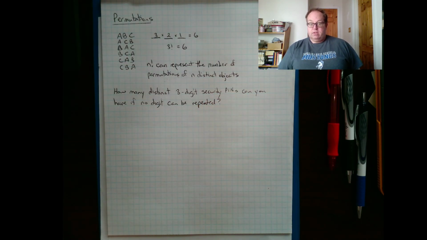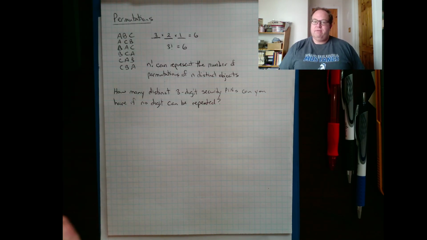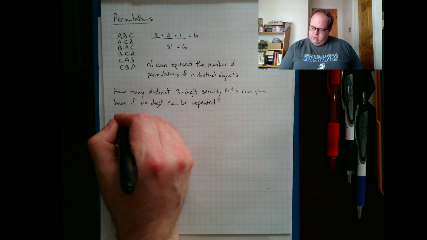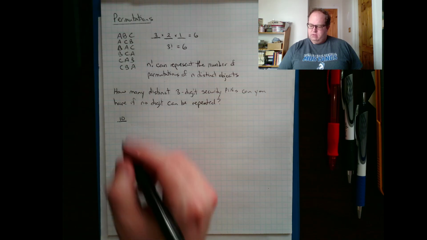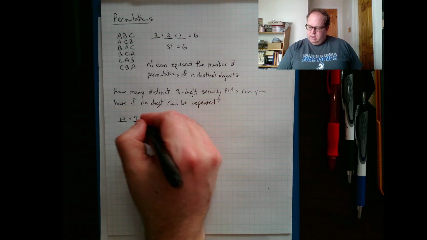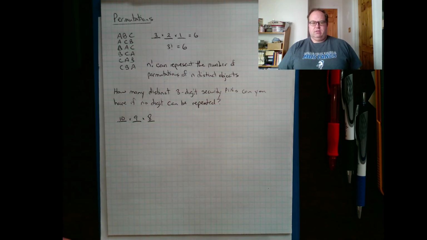Now, we're obviously talking about permutations here because the order does matter. A security pin of 367 will be different than a security pin of 673. Same 3 digits, but the order makes a difference. If we think about the fundamental counting principle, there are 10 ways to choose the first digit, leaving you with 9 ways to choose the next digit, leaving you with 8 ways to choose the last digit, which is 720.